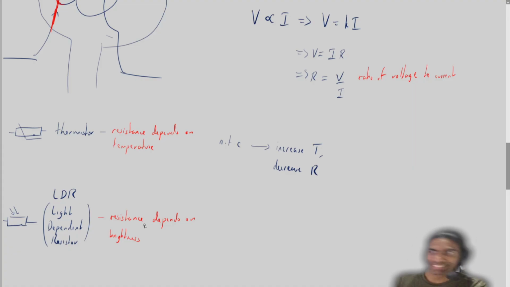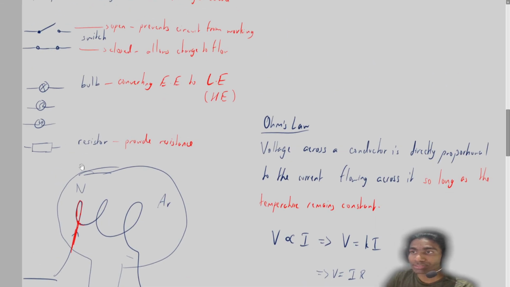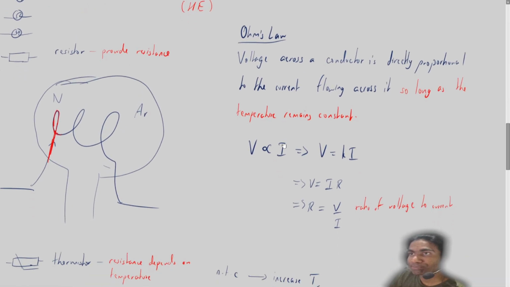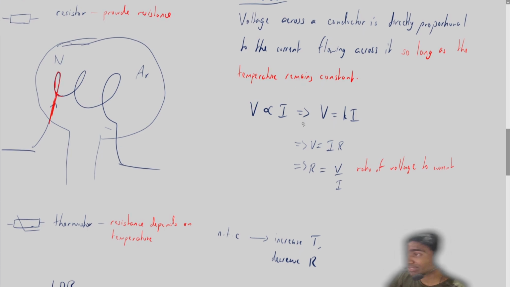But it's not always the case that we want to use an LDR and a thermistor that's dependent on the temperature and the light. Sometimes we want to control what the resistance should actually be. Okay, the problem with the resistor up there is that this is really a fixed resistor. This symbol here is for a fixed resistor that provides a fixed amount of resistance, maybe like 100 units or something.